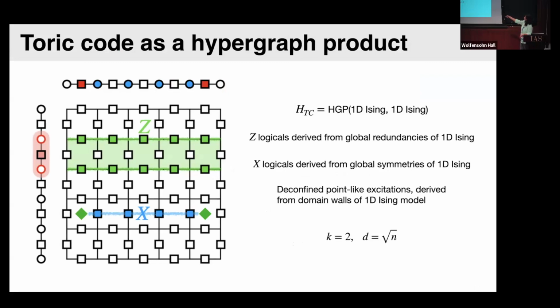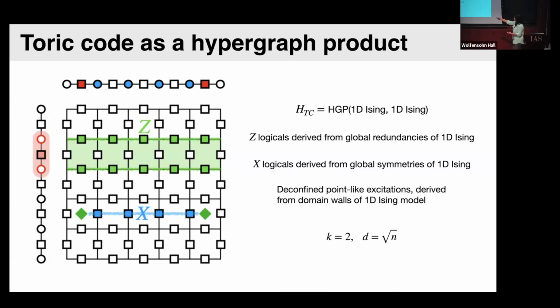So the Z logicals of the toric code, which are these line-like operators, are derived from global redundancies of the 1D Ising model. The fact that you can displace this Z logical comes from multiplying with a check of the 1D Ising model, which is an equivalence class in 1D terms.